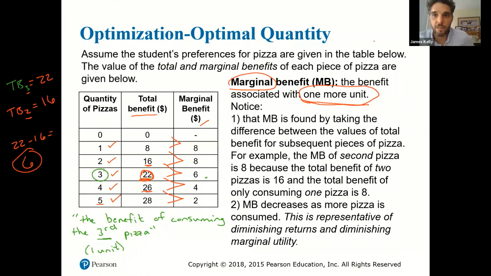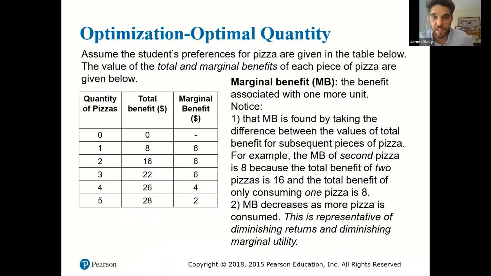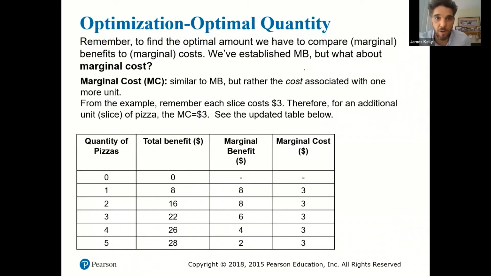So we've taken a look at the benefit side of the optimization problem, but now we've got to take a look at the cost side. And in this example, the cost side is actually relatively easy. Well, remember that the price of each slice of pizza is equal to $3. So each additional slice costs $3.